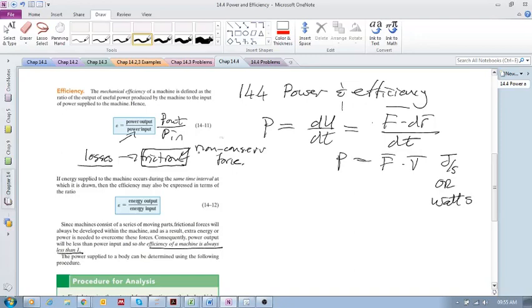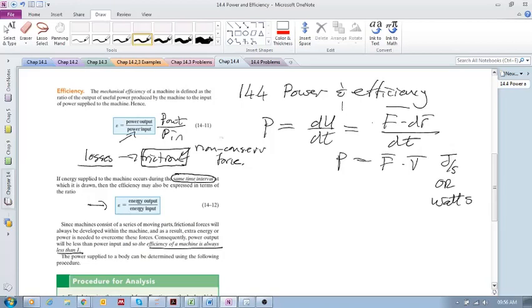So, another way of expressing it is not only looking at power out over power in, but looking at energy out over energy in. Why is that? Well, if the power out and the power in are over the same time interval, then we can just get rid of the time and we have energy out divided by energy in.